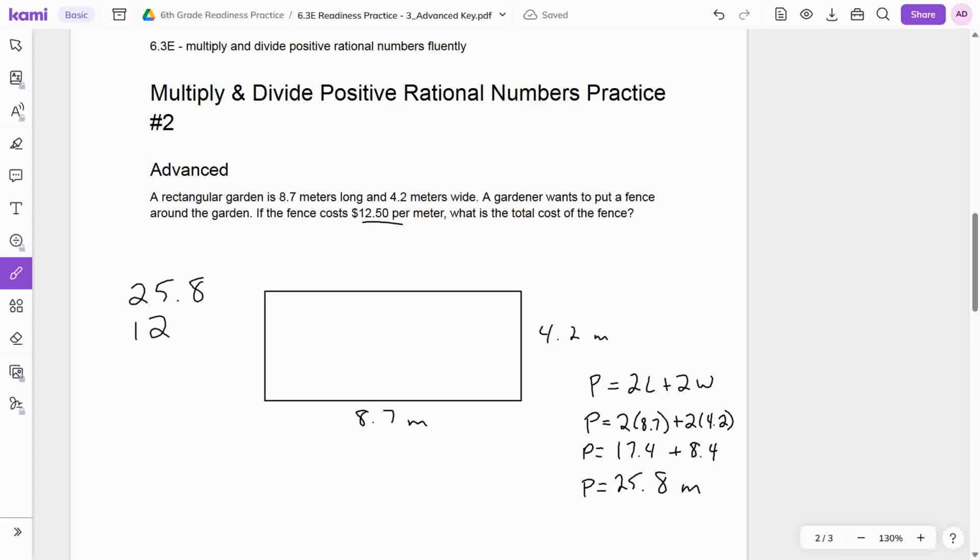25.8 times 12.5. I'm just going to drop that 0 off the 1250. This is a 3 by 3, so it's going to act just like a 3 by 2. I'm just going to need, on that third row, to put 2 zeros in there.